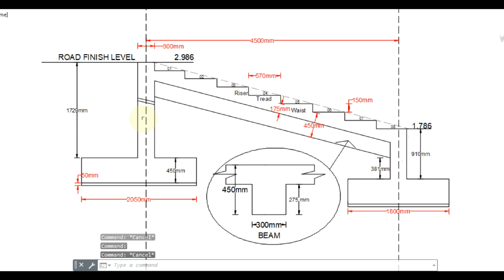The stair slab portion is called the waist. Here the waist size is 175 mm. Normally, in a domestic stair, it would be 125 mm to 150 mm.